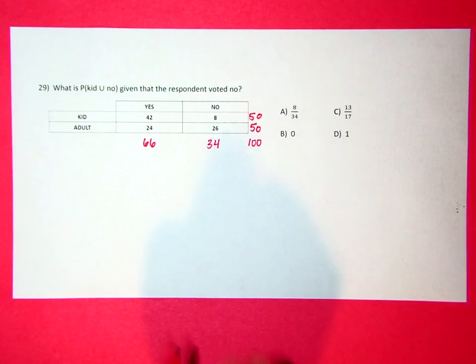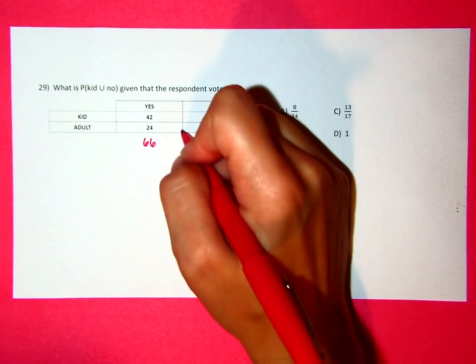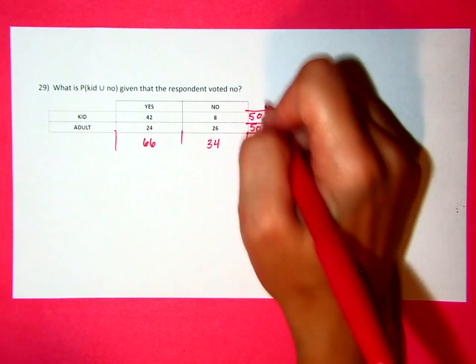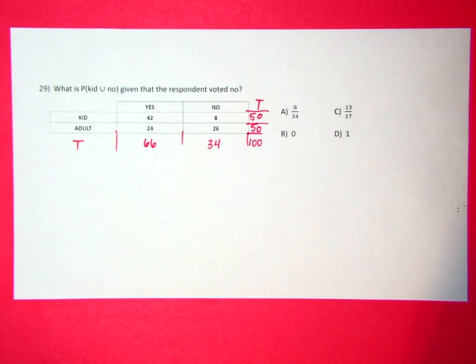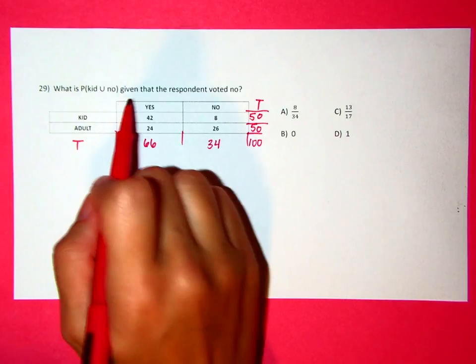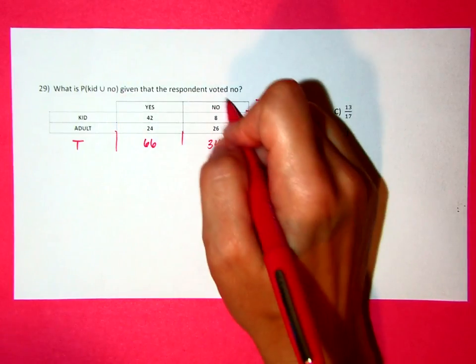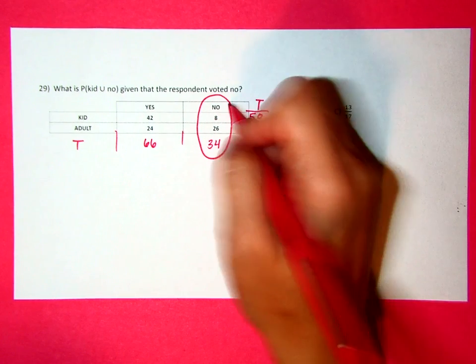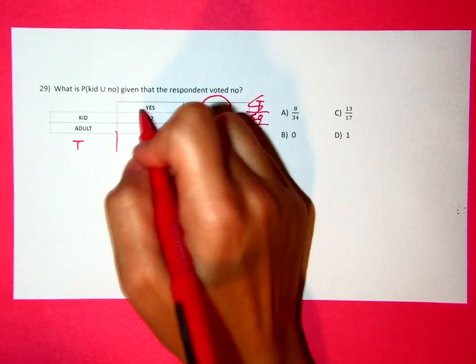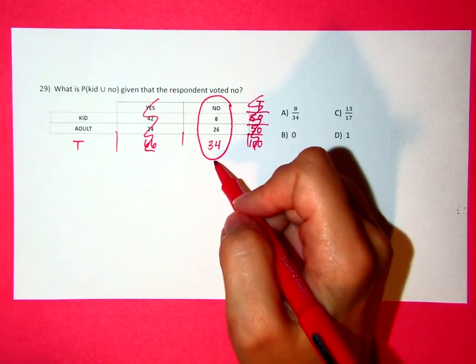So now we've got our marginal totals, and if you want, you can extend these out just to see. The table should have gone a little farther for our total column. Now, let's look at what we were given. We were given the fact that the respondent voted no. Whenever you're given information, it means that it limits your data to only that. So we don't need to see that, we don't need to see that. All we're working with now is what we've been given.